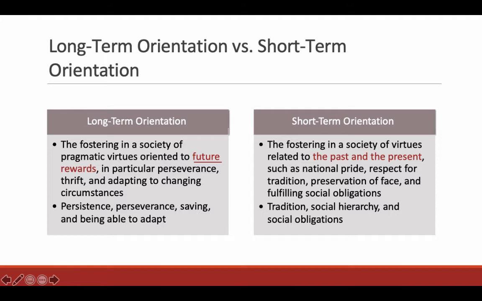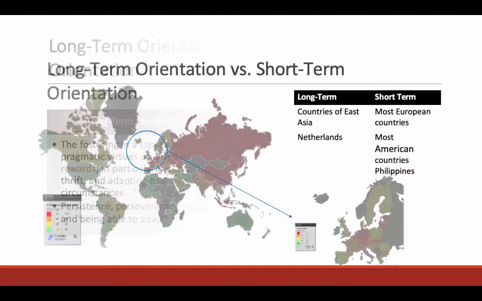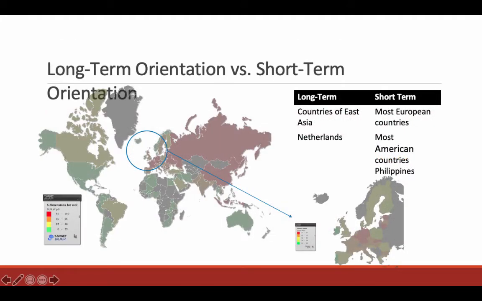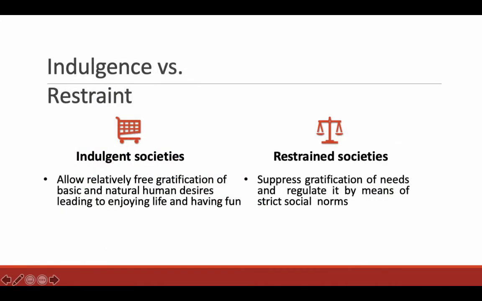So things like national pride, tradition, preservation of faith, and fulfilling social obligations, things that they feel are obligations. So tradition, social hierarchy, social obligations, versus long-term, which is more persistence, perseverance, saving, being able to adapt. Okay, so those that are more long-term oriented are countries of East Asia and the Netherlands, and short-term are like European and American countries, and like the Philippines.